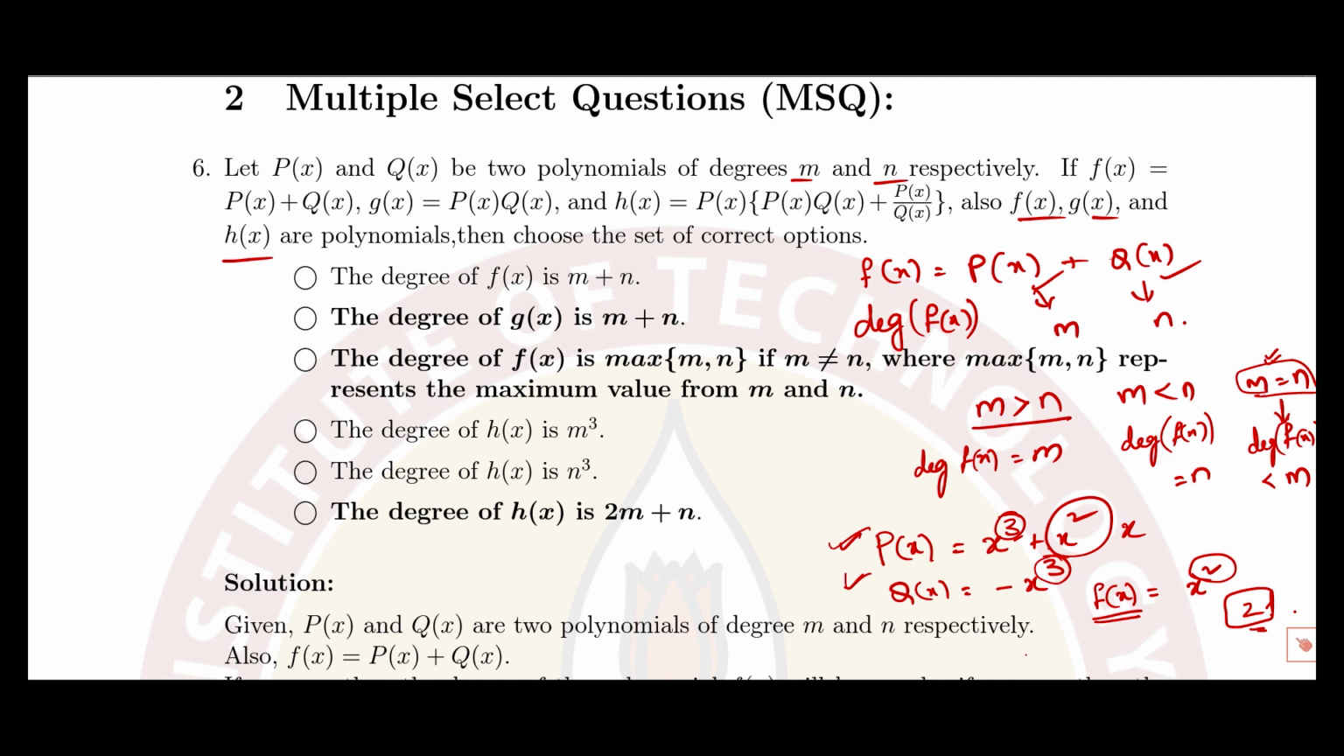Therefore, option 1 is false. The degree of f of x is not m plus n. Next option is the degree of g of x is m plus n. So g of x is P of x times Q of x.